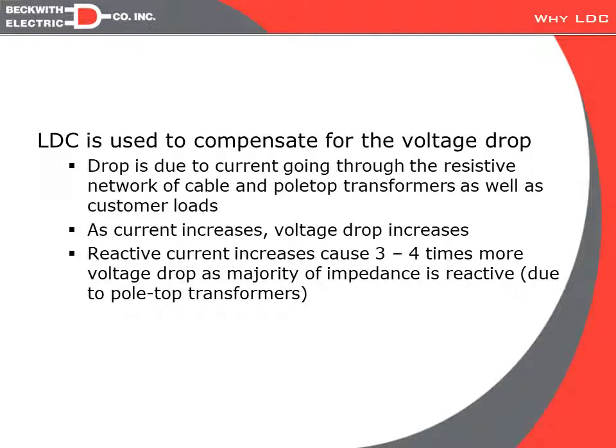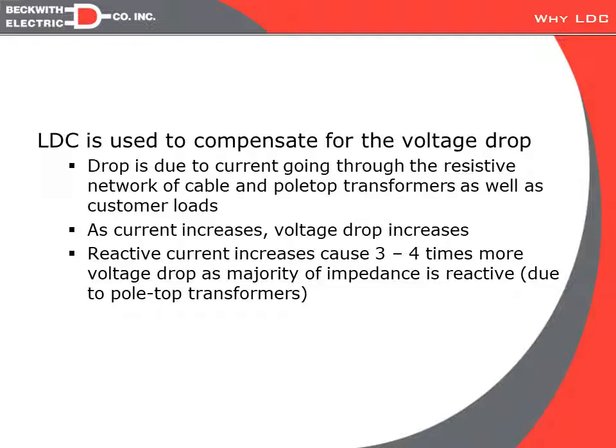So, line drop compensation is used to compensate for a voltage drop. We know that we have regulating devices inside the fence, whether it's an LTC, bus regulators, or feeder regulators. And we realize that inside the fence is where the voltage is the best and where we probably need them the least. We know that voltage is going to drop as we go down each circuit due to the impedance of the circuit and the loads and the current being drawn by those loads.